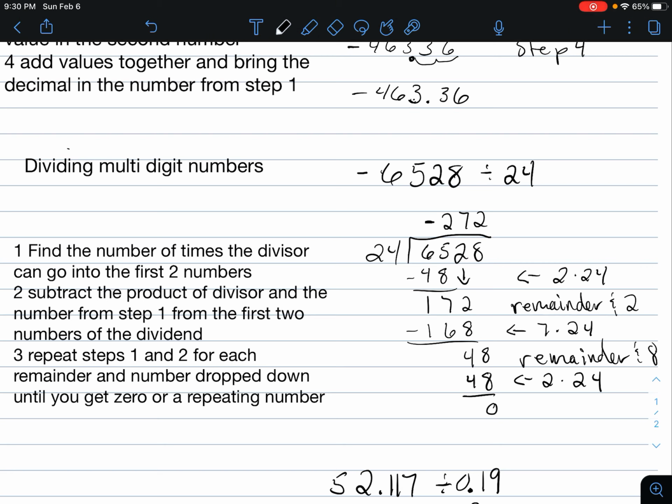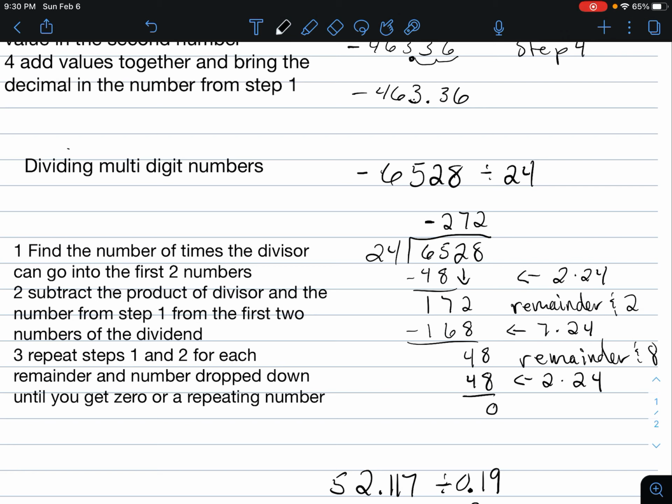So 24 cannot go into 6, but it can go into 65. It can go into 65 2 times. So we place the 2 up above the 5, because 24 can go into 65. The second number that it can go into, that's what goes up top. So 2 times 24 gives us 48. Now we've got 65 minus 48, and that leaves us with a remainder of 17. We bring down the 2, the next number in the dividend.